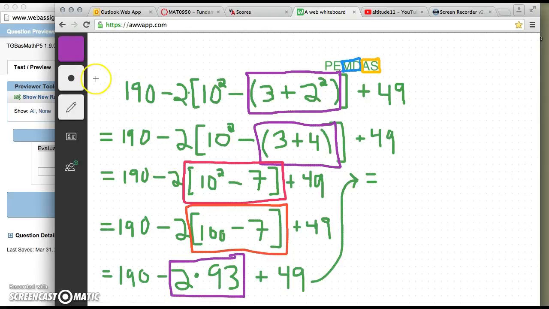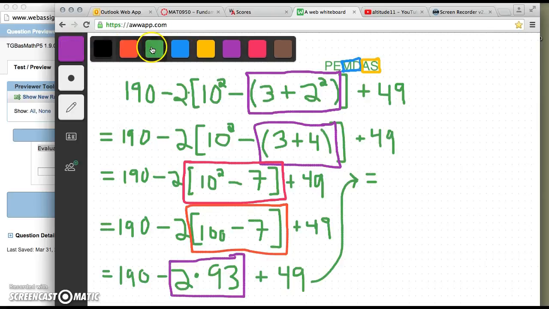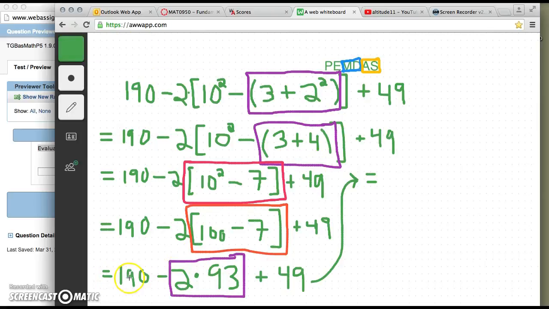All right, so we need to go ahead and perform that multiplication next, since it's next up in our order of operations. So we'll still have the 190 hanging out front, as it has been this whole time, and then we have minus, and we have 2 times 93. All right, so that's what we want to perform next, 2 times 93. Well, 90 and 90 is 180. 3 and 3 is 6. So that would be 186. 2 times 93 is 186. And then we still have the plus 49 hanging around.